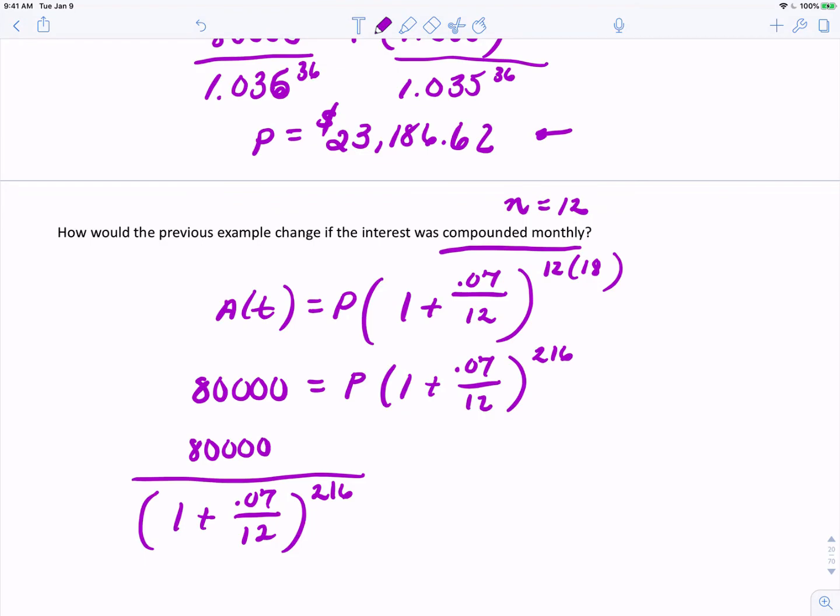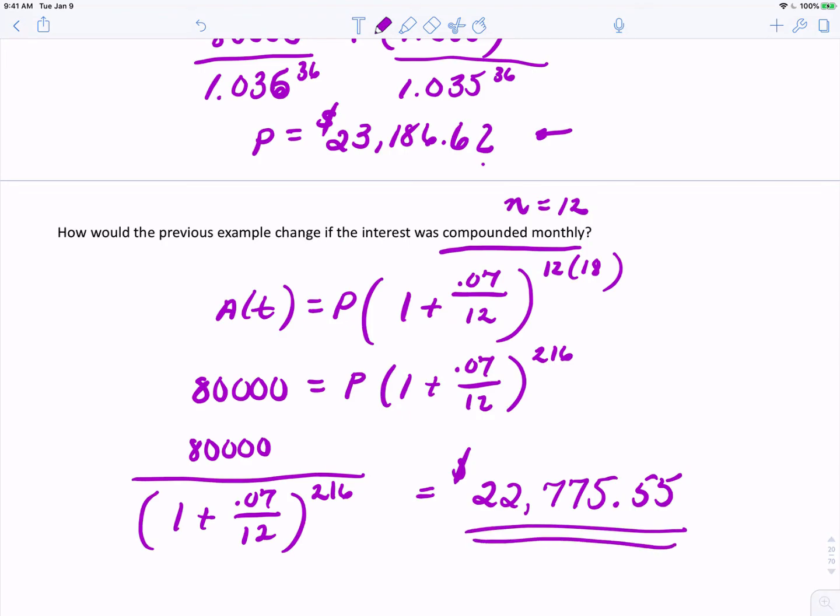All right, so if we do that, 80,000 divided by 1 plus 0.07 divided by 12 raised to the 216th power. That gives us an initial investment of $22,775.55. So if the interest is compounded more frequently, you can see that it decreases the amount that needs to be invested to reach the goal.